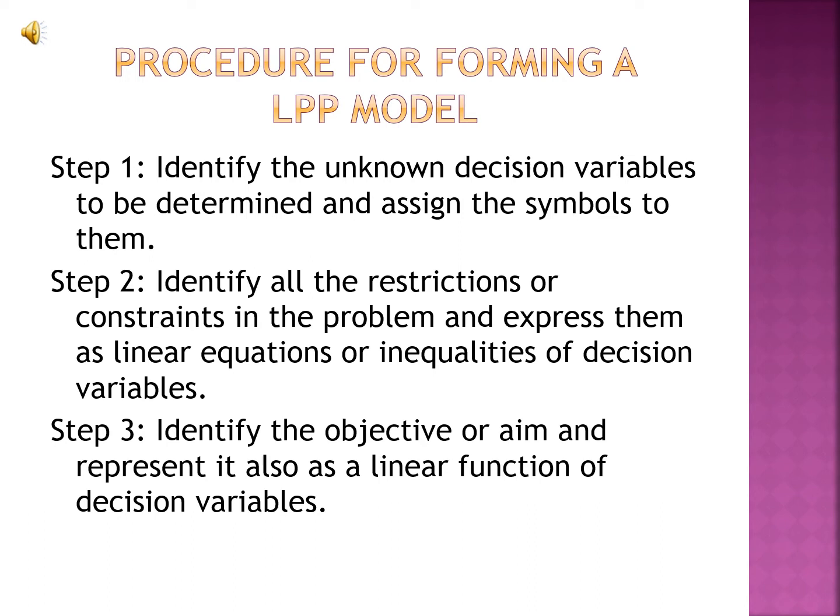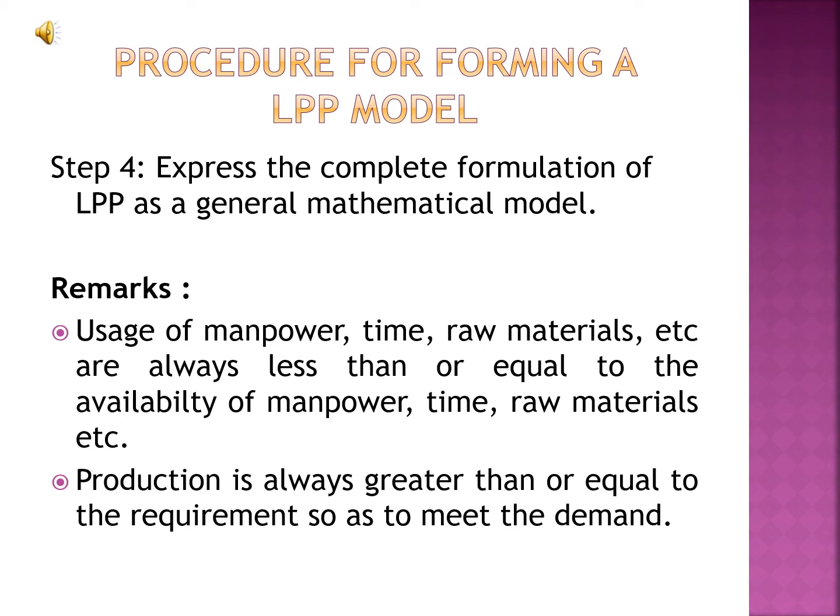Now we see the procedure for forming an LPP model. Here we have 4 steps. First, identify the unknown decision variables to be determined and assign symbols to them. Then identify all the restrictions or constraints in the problem and express them as linear equations or inequalities of decision variables. Then identify the objective or aim and represent it also as a linear function of decision variables. Finally, we express the complete formulation of LPP as a general mathematical model.